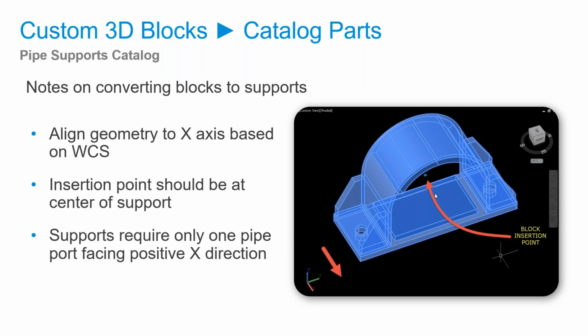So this is something to consider when you prepare an AutoCAD block for use in the catalog, in the pipe supports catalog. Then finally you can use it in your spec, and it will always show up on the right side, in the tool palette. So that's how this works.